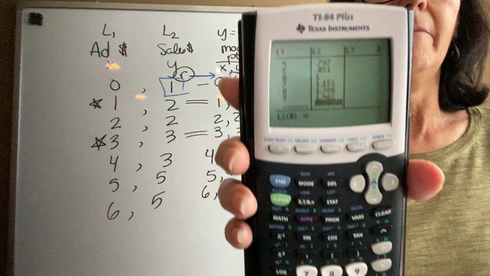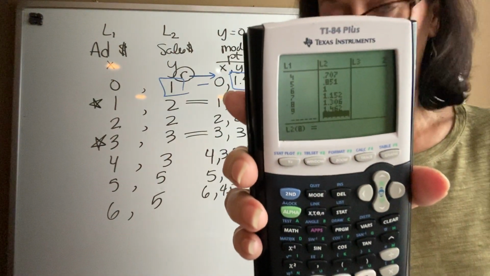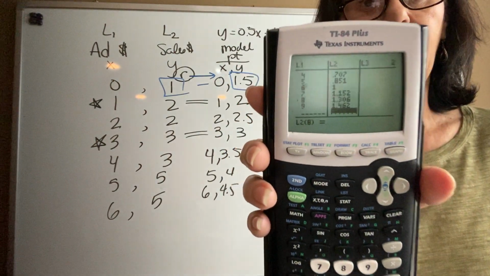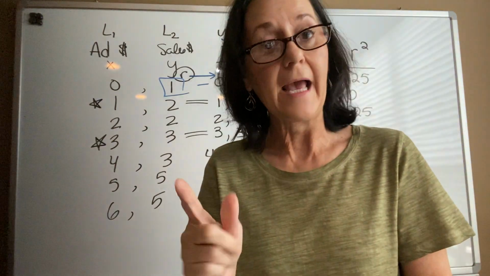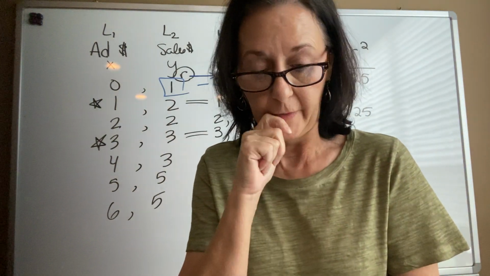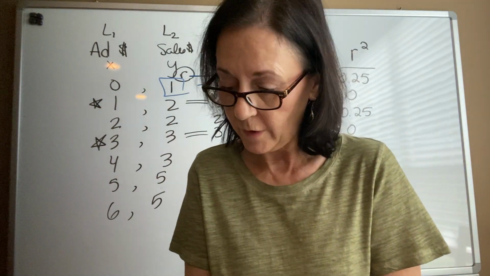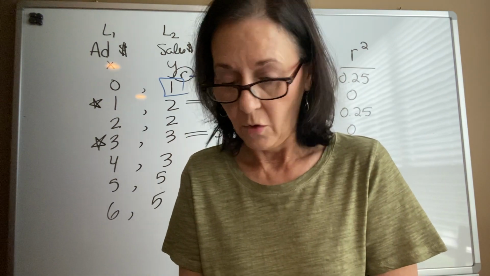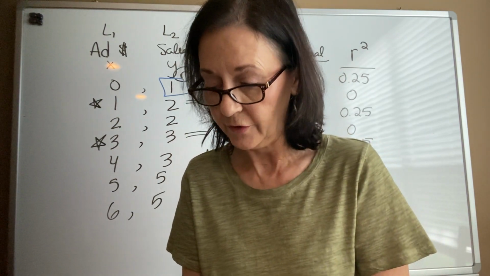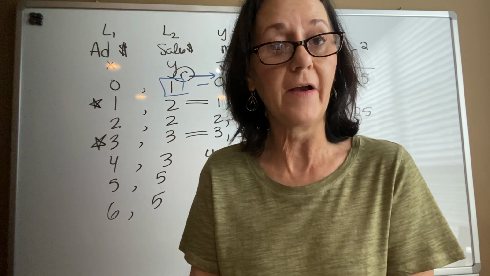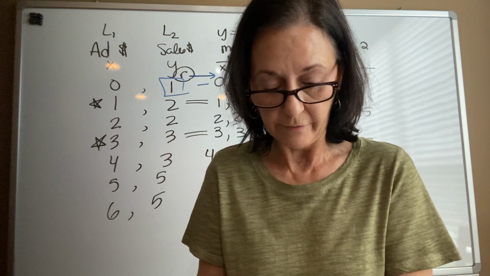All right, so I have my lists in, and I could do a scatter plot. I'm going to go ahead and do the scatter plot. All right, so I'm going to look at my window because that's always important. What is my smallest X value? It's 3. My largest X value is 9. So I'm going to go 0 to 10.